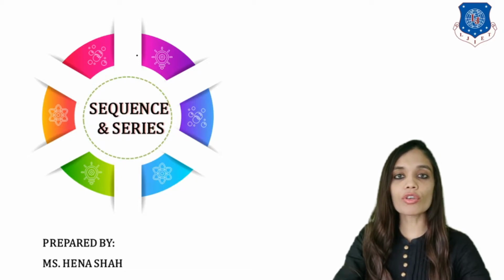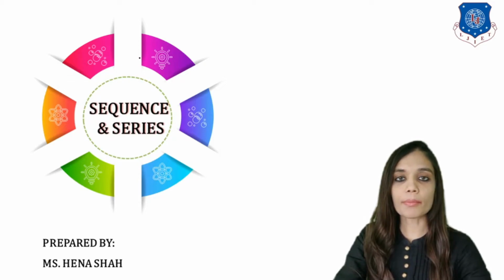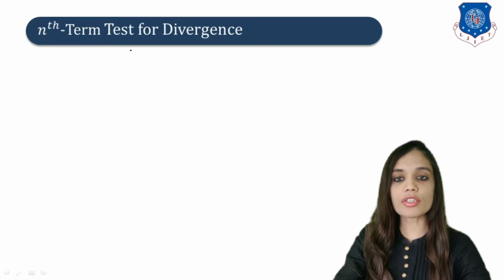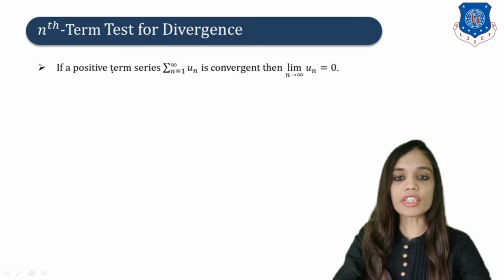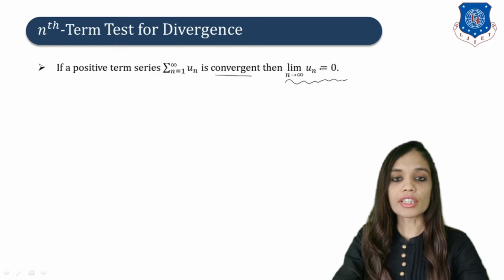So today we are going to discuss a few more topics of sequence and series. Let us begin with the first topic, that is the nth term test for divergence. If a positive term series summation n is equal to 1 to infinity un is convergent, then limit n tends to infinity un will be equal to 0. That is, if a series is convergent, then the limit of the nth term will be equal to 0.